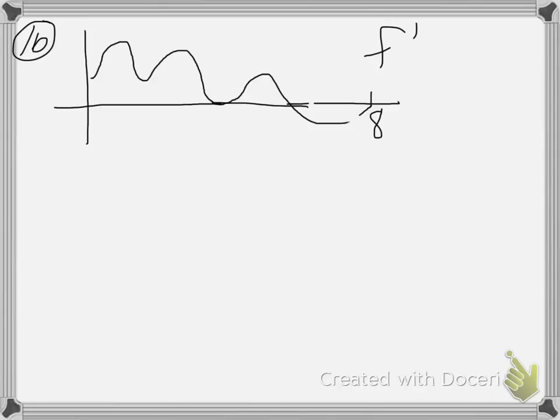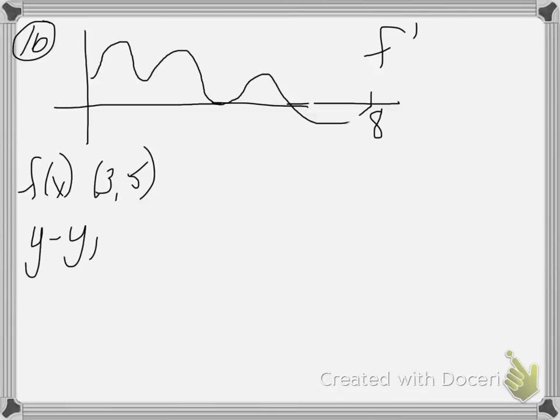Okay, so here's number 16. So you had a picture that sort of looked like this. It's not a perfect picture. And you're being told that this is a derivative picture. And on the original function, so on f of x, you have a point (3,5). Okay? And they're asking for an equation of the tangent line at (3,5). So we're always going to be starting here. Okay, and I know that I'm looking for it at the point (3,5).